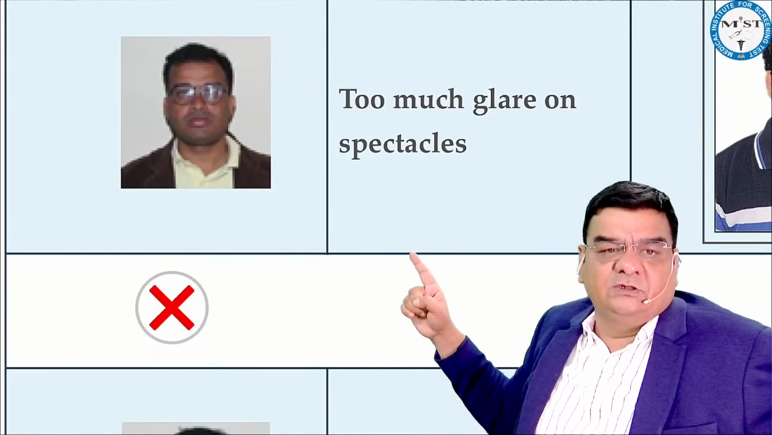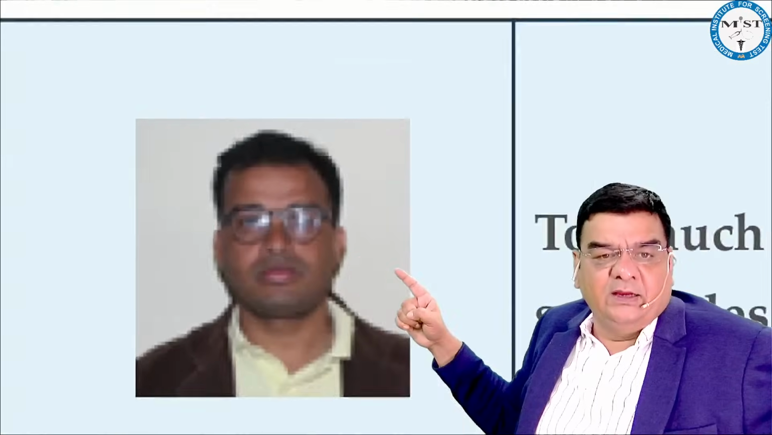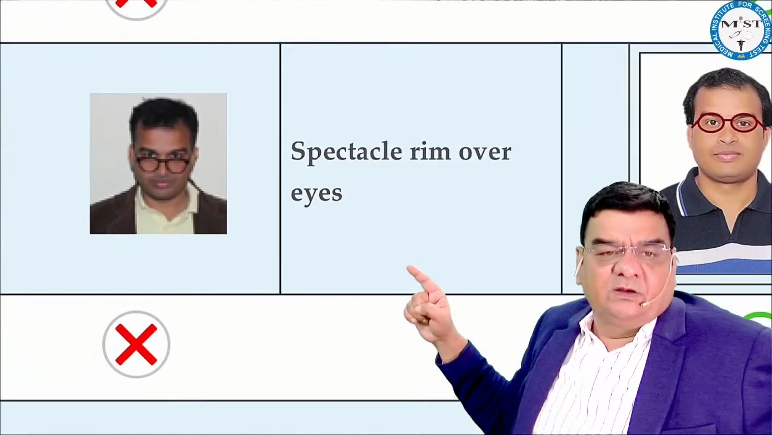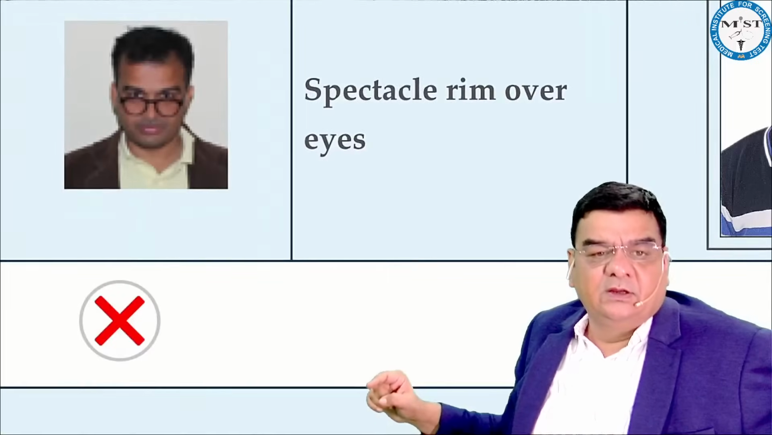Too much glare on the spectacles which is obscuring the eyes. So here the eyes are not clearly visible. So this is also rejected. Spectacle rim seen over the eyes. So the rim is seen over the eyes. This is also rejected.